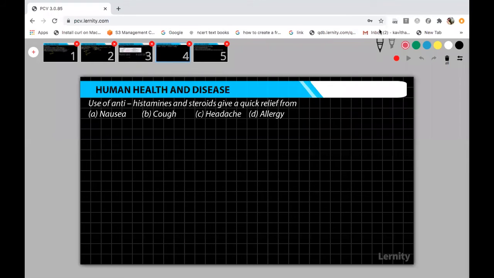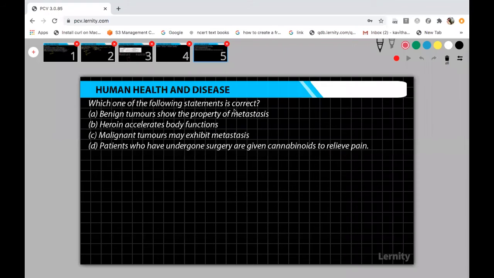Then the fourth question. Use of antihistamines and steroids. Antihistamines and steroids will be given to have a quick relief from allergy. Yes, we studied that in an allergic case, inflammation will be there, and the inflammation will be caused by the release of histamines and serotonins by your mast cells. And to reduce the histamine secretion, antihistamines and steroids will be given. So the answer is D.